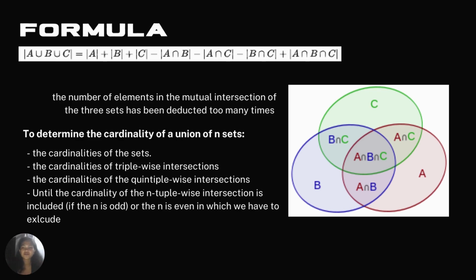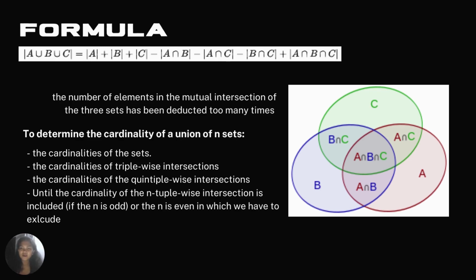So when the contributions of overcounted items are removed in this example, the number of elements in the mutual intersection of the three sets has been deducted too many times, and must be added back to reach the right total amount. Yes. The union of the three sets A, B, and C contains the elements that belong to either A, B, or C, or to all three sets.